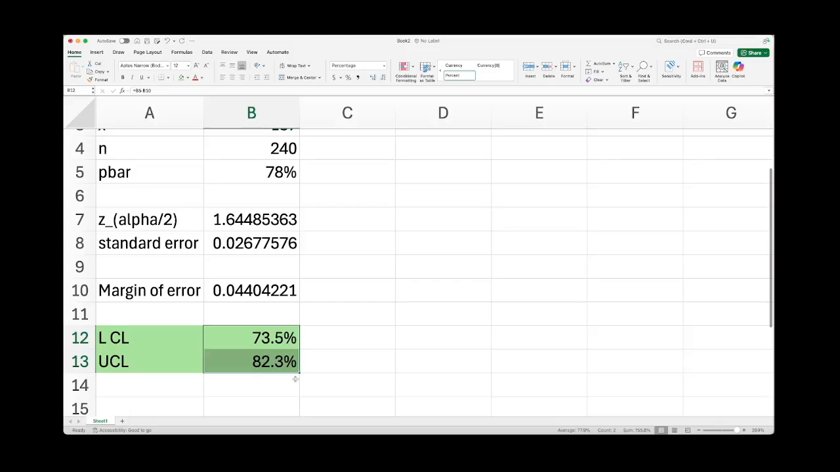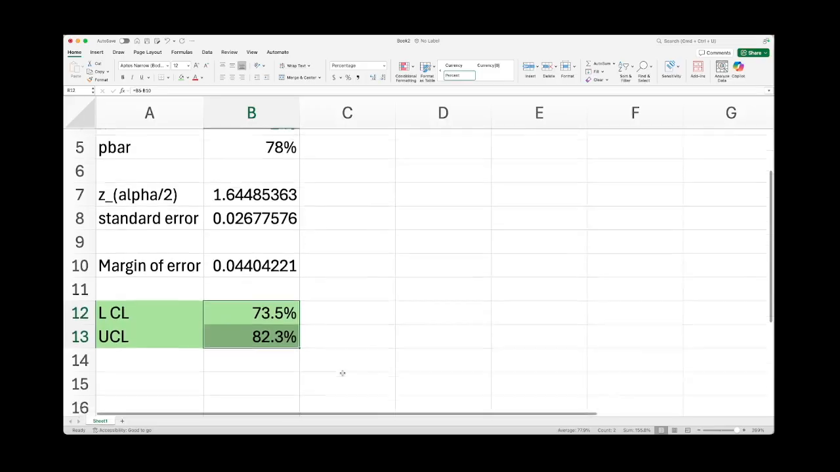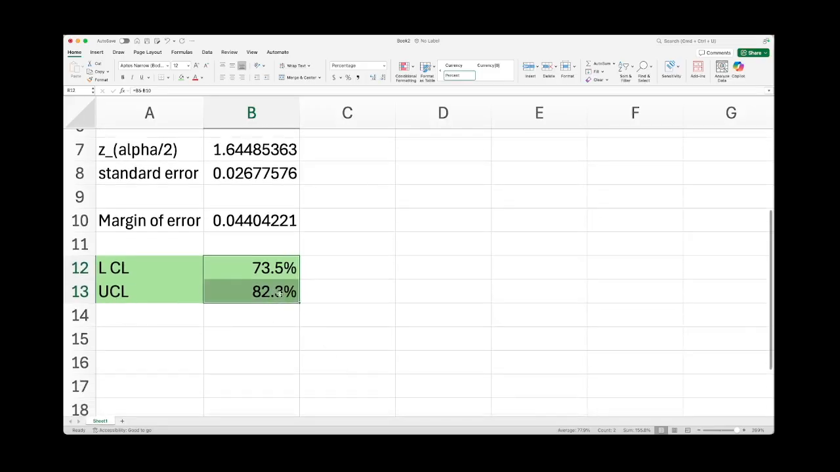The year before, they had said that 85% of tax returns were filed electronically. 85 is outside of our interval. 85 is bigger than our UCL. So it looks like the proportion of taxpayers who filed electronically has gone down since the previous year, because 85% is not in our interval.